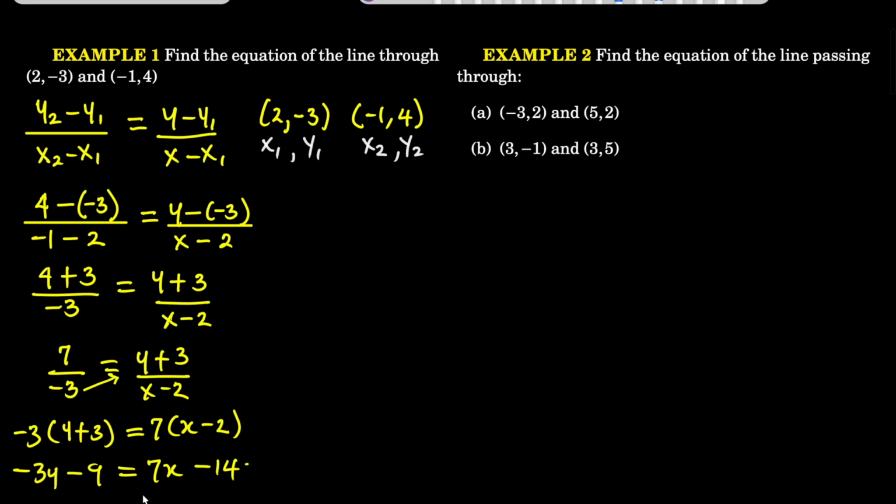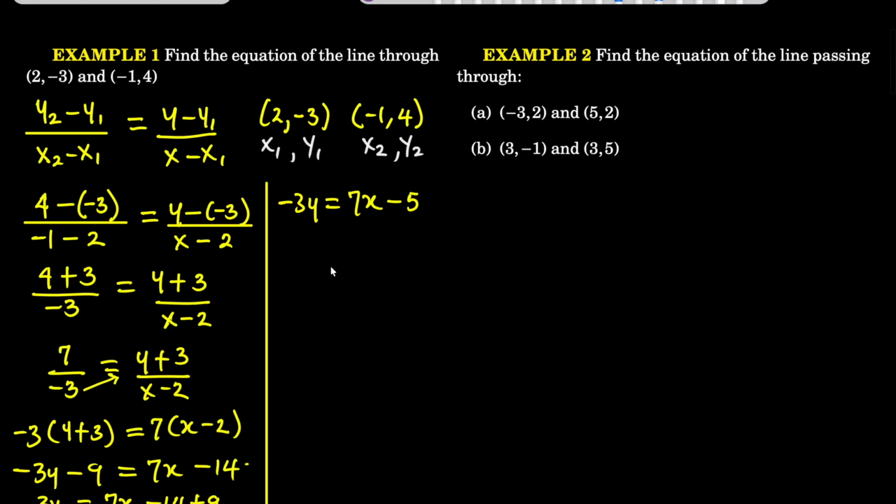Now, it's all your choice. It depends on you. You can decide to pick your minus 9 and take it to the other side. So you have minus 3y minus 9 is equal to 7x minus 14 plus 9. So I'm going to proceed here. I have minus 3y is equal to 7x minus 5.